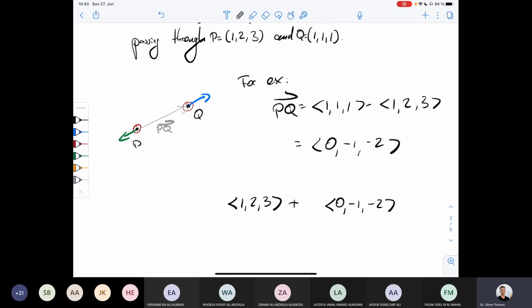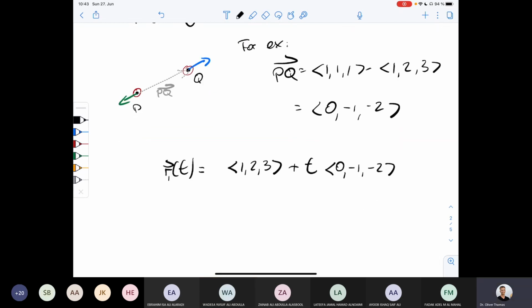So if we want to describe the whole line running through the whole thing, we just add multiples t of our direction vectors, where t ranges from minus infinity to infinity. And we can call this r of t, and I think we call this the vector form of a line equation. But there's also, of course, a different way of doing this.